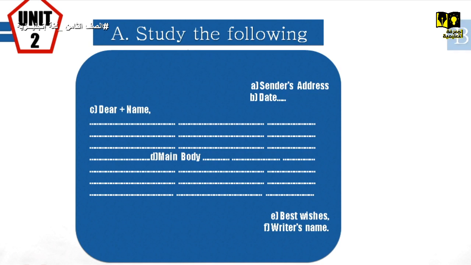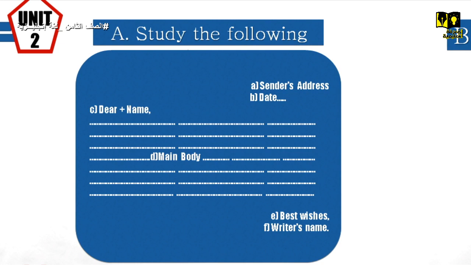And you move down to the bottom right corner of your page. You find E, try to read it. You write what? Yeah, best wishes. Best wishes that you hope. Good luck and best wishes to the person that you are writing to. And at last, you find F, and here, the writer's name.